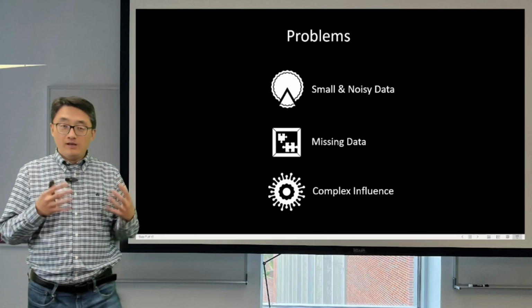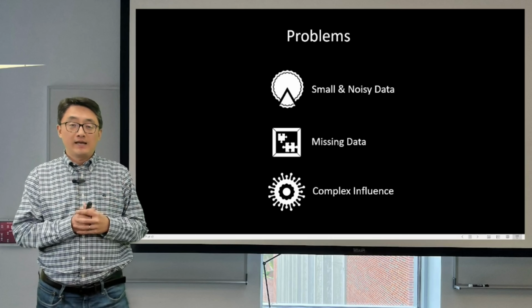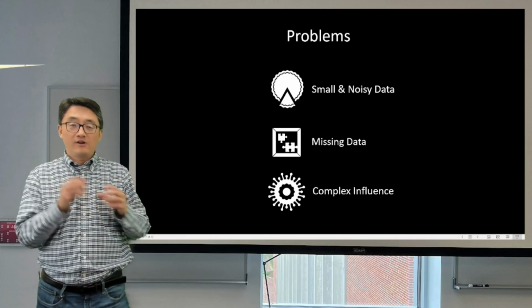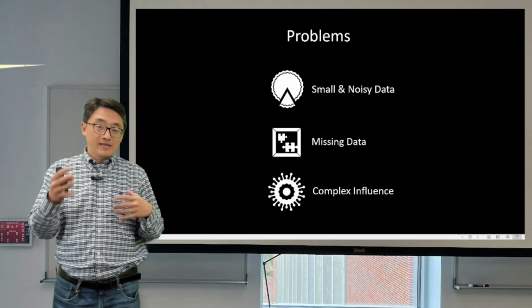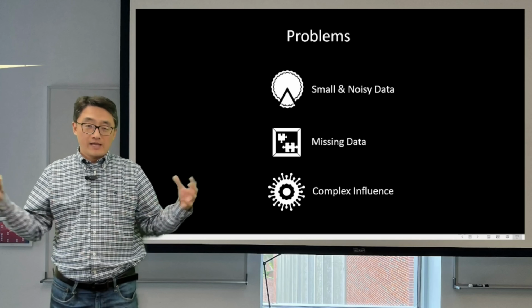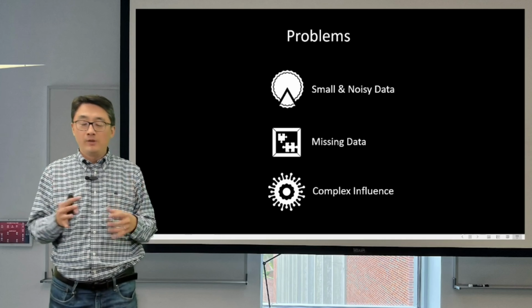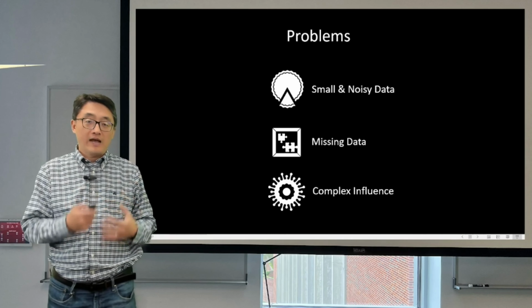This problem is very hard to solve because we have some unique challenges. We have very small data and very noisy data, and usually we may not have complete data. We have a lot of parts missing in the data sets, and also a lot of complex influences from all different other factors that can change the brain activities.